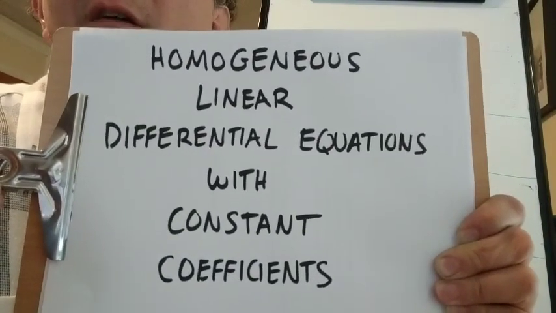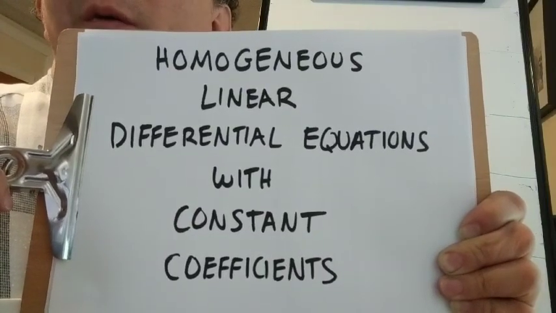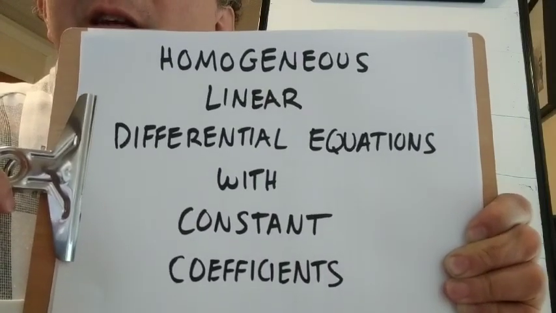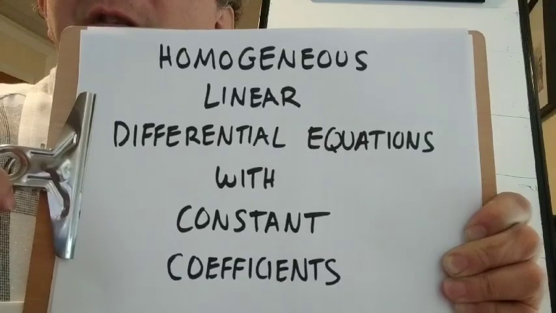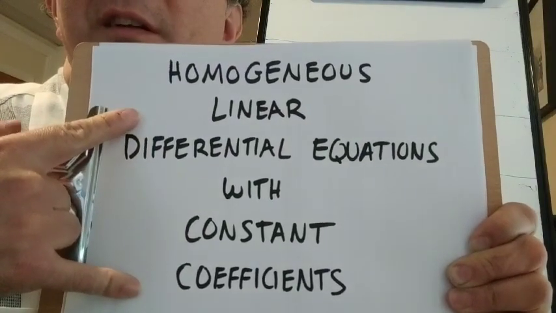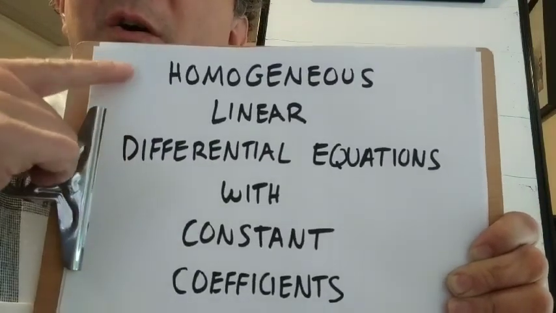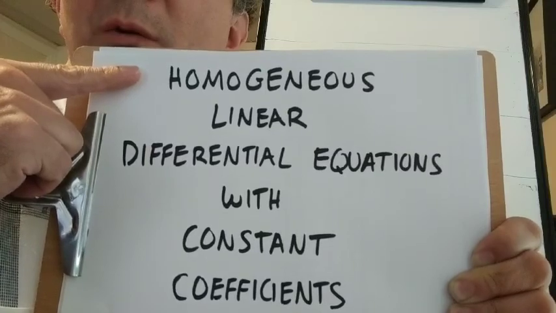All right, let's start looking for solutions of differential equations. We're going to start with homogeneous linear differential equations with constant coefficients. Linear differential equation with constant coefficients means that the left-hand side is a linear combination of y and its derivatives. Homogeneous means the right-hand side is 0.